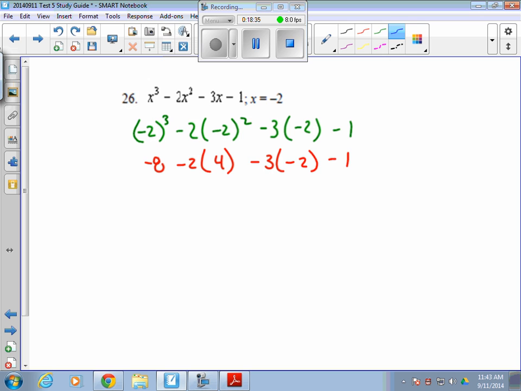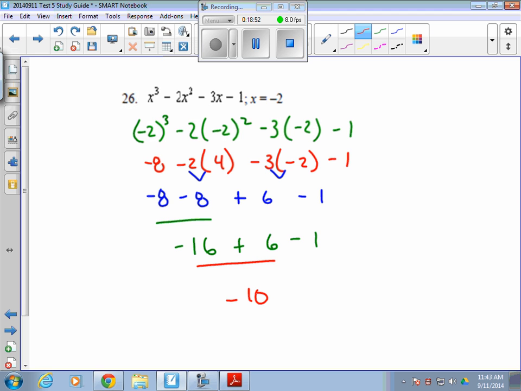Do your multiplication step next. You still have negative 8 here. Negative 2 times 4 is negative 8. Negative 3 times negative 2 is plus 6, minus 1. Negative 8 minus 8, these two together are negative 16 plus 6, minus 1. Negative 16 plus 6 is negative 10, minus 1. And negative 10 minus 1 is negative 11. And that's it.